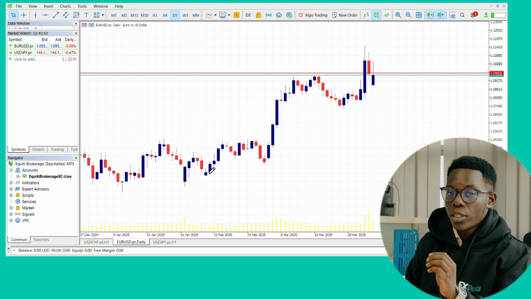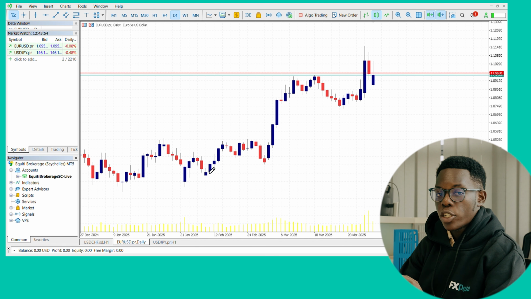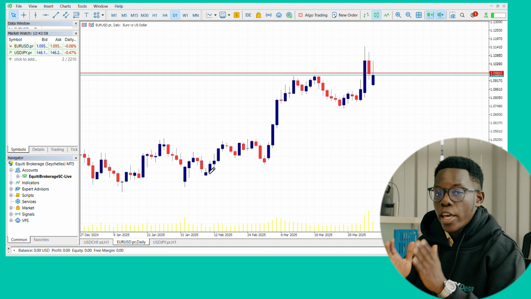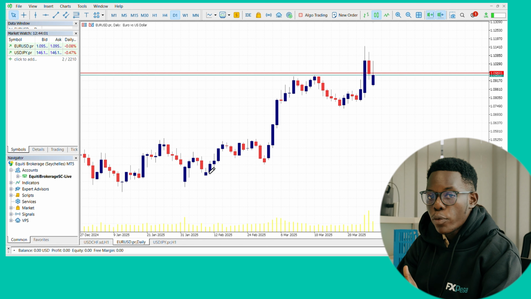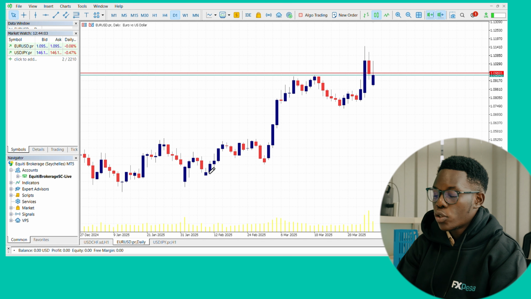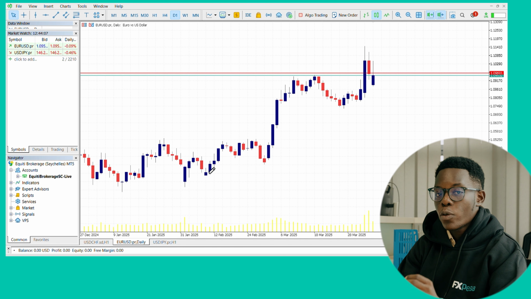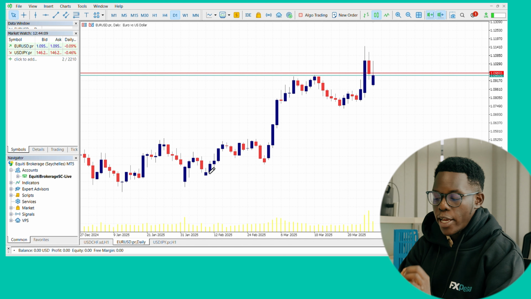Now, when price is doing this, it's forming a series of structures, and we say that it's forming higher highs and higher lows, henceforth causing a bullish move or an uptrend. So the characteristics of an uptrend are simply that price forms a sequence of higher highs and higher lows.